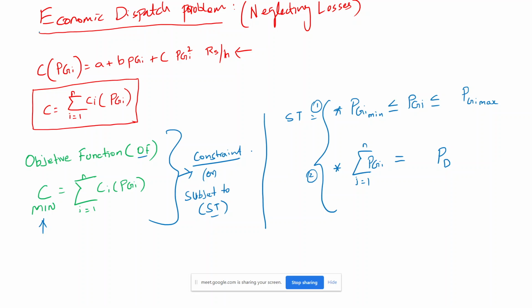Any doubt up to this? So this is the problem given to us, how to solve it. And in solving it I am neglecting the losses. I am not including the losses because I am assuming that all the generators are in the same power plant, so that I can neglect the loss. In future classes you are going to include the losses also, that I will come to later. So any doubt in this objective function and constraints? Any doubt up to this?